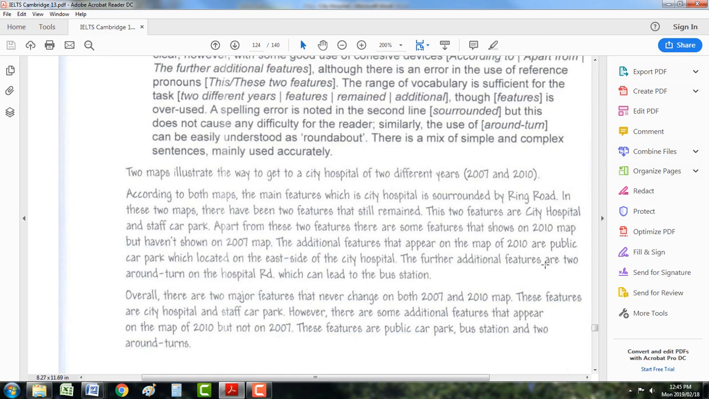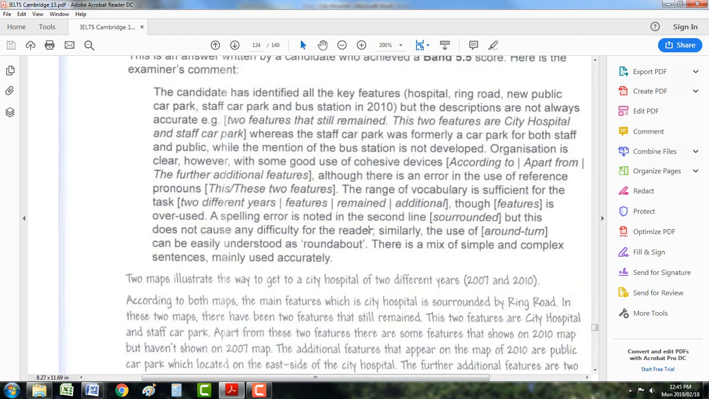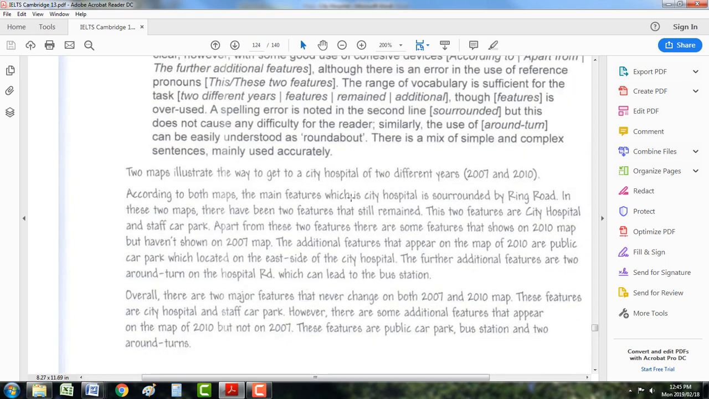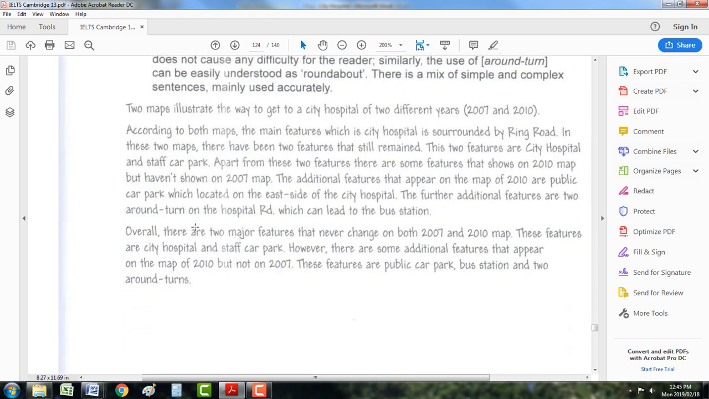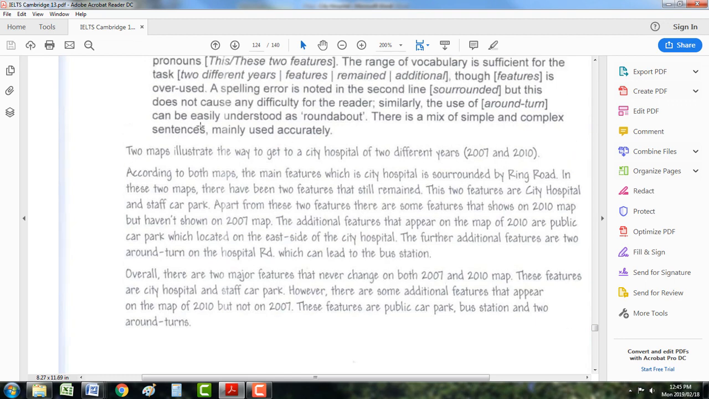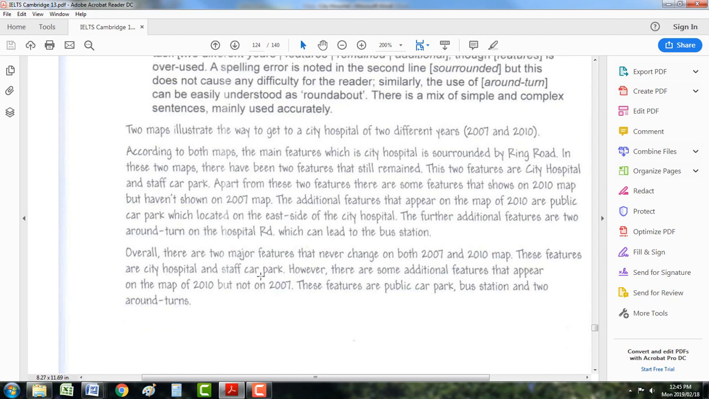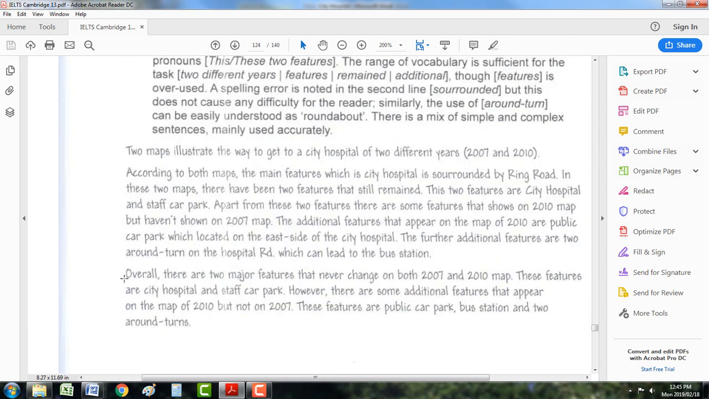The further additional features, there's a lot of features. How many? Features. The further additional features are two. Okay, it's quite confusing, the layout. This examiner says organization is clear. He says, okay, the cohesive devices are clear, but the layout is all confusing. Overall, there are two major features that never change. There's no real overall. This is not overall. This is detail, so this doesn't have an overview.